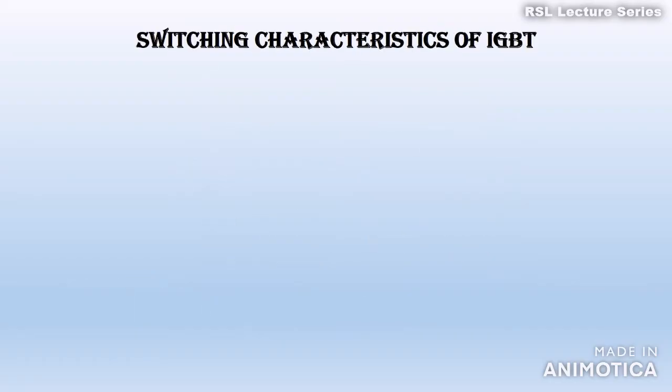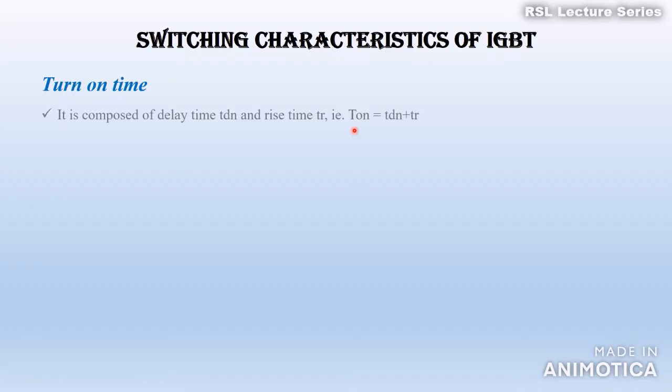Next we will discuss the switching characteristics. The switching characteristics include both the turn on and turn off characteristics of the IGBT. The IGBT is turned on by giving a gate voltage, and similarly it is turned off by removing the gate voltage. Now we will discuss the turn on time. The turn on time is composed of two time intervals, the delay time and the rise time. The turn on time is the sum of the delay time and the rise time.